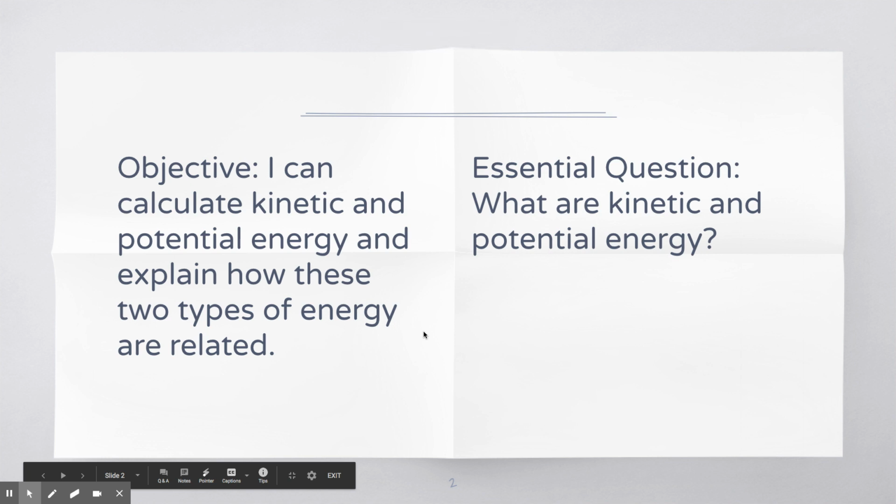Our objective is: I can calculate kinetic and potential energy and explain how these two types of energy are related. And our essential question is, what are kinetic and potential energy? Now remember from the last section, energy is the ability to do work. And we're going to be learning in this lesson the two main types of energy. There are other types of energy that fall under kinetic and potential energy that we'll get into later on.